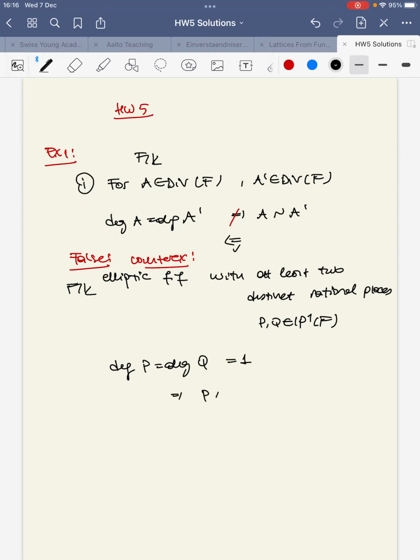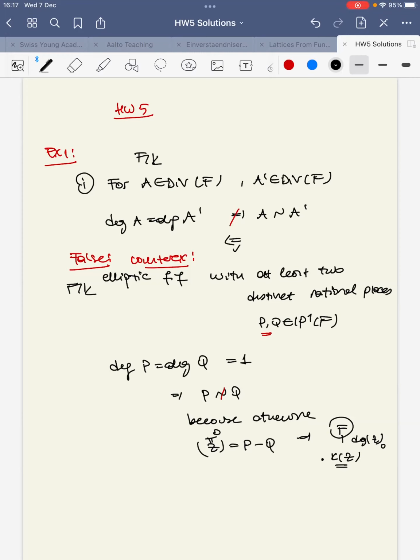But P and Q cannot be equivalent for distinct places in the elliptic function field, because otherwise we can consider a non-zero function whose principal divisor is P minus Q, and this makes this function field rational. But the genus of the rational function field is 0 and the genus of the elliptic function field is 1, so this cannot be possible.